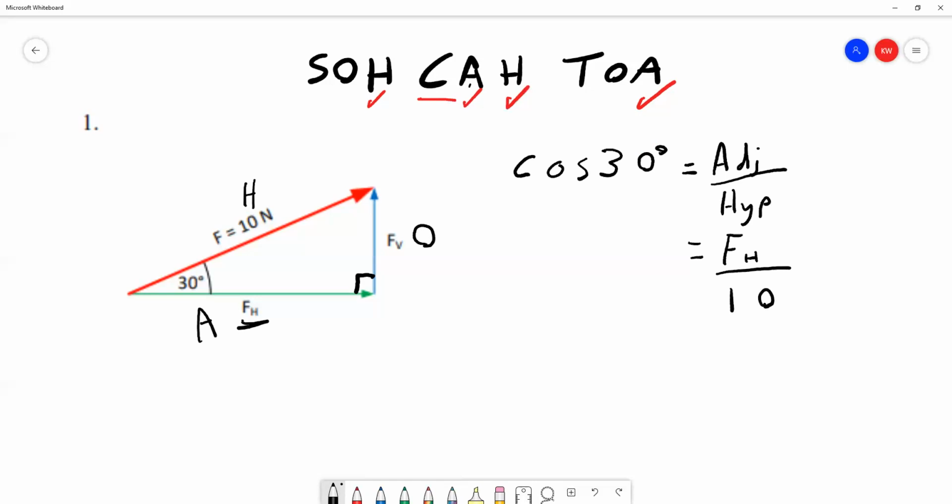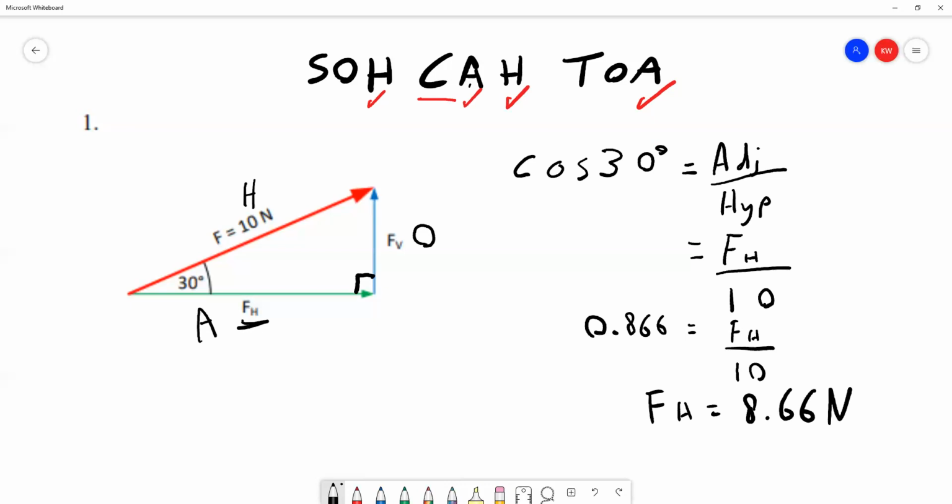Now, we can use our calculator. Cos 30 doesn't have an exact value, but we'll write it to 3 decimal places, because that's certainly accurate enough. So cos 30, we put that into our calculator, and it gives us 0.866 is equal to FH divided by 10. What we're going to do here is multiply both sides by 10, and that tells us that FH is equal to 8.66. Remember a couple of things here. First of all, we're working with a force, so it's 8.66 newtons. And lastly, what direction is it acting in? If our force is acting up and to the right, the horizontal part must be acting to the right.